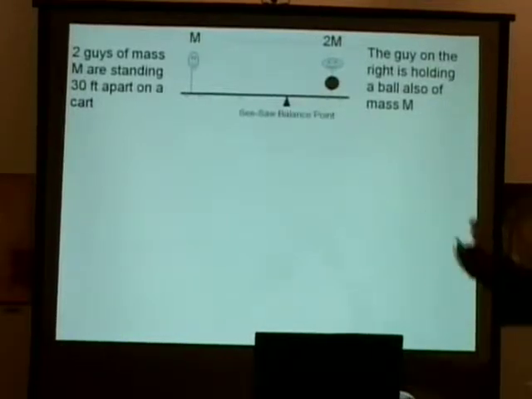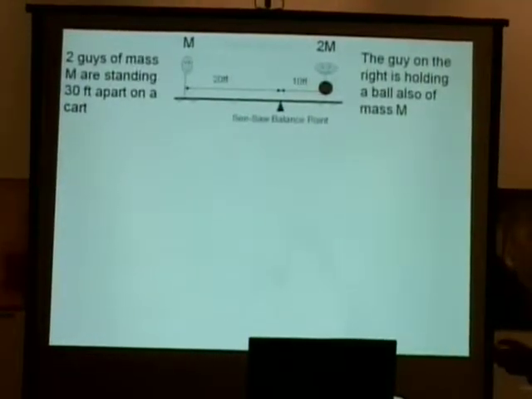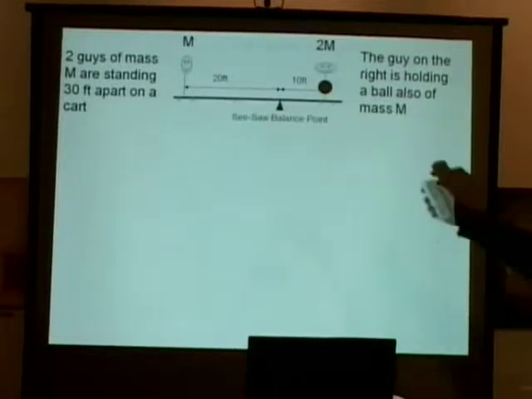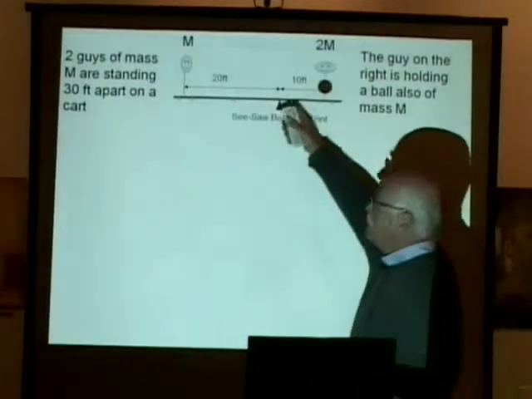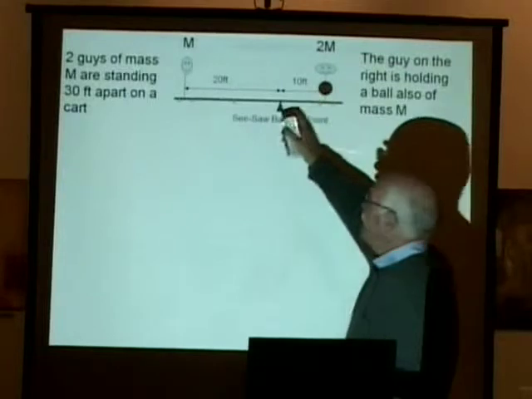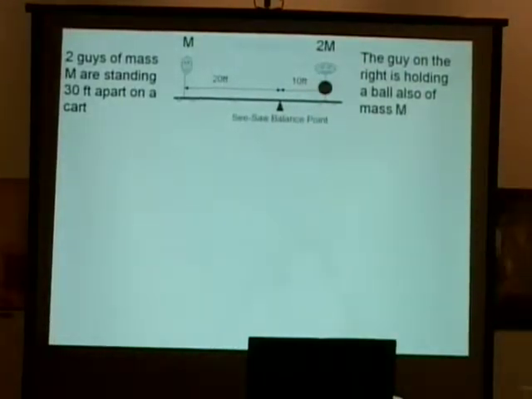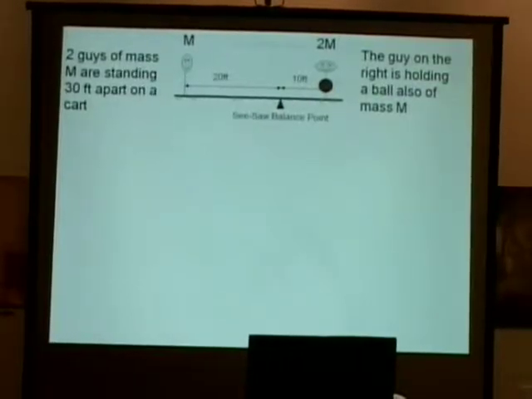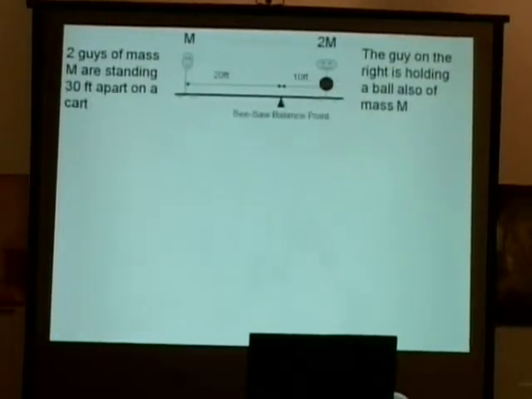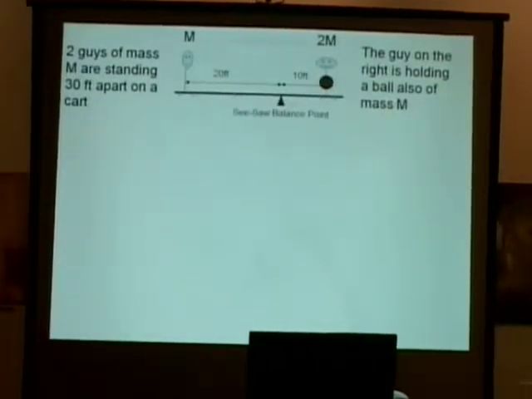Well, I have them standing 30 feet apart, and I think it's pretty clear that the balance point would be 10 feet from the guy that's 2m and 20 feet from the guy that's just mass m, right? That's the way you would balance that system. And let's now see what's going to happen.